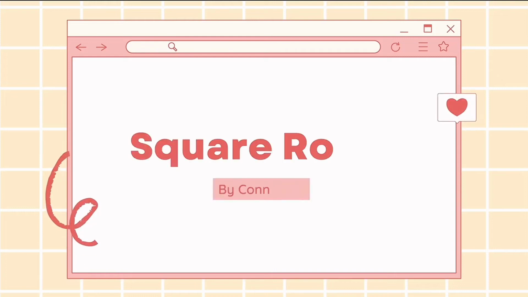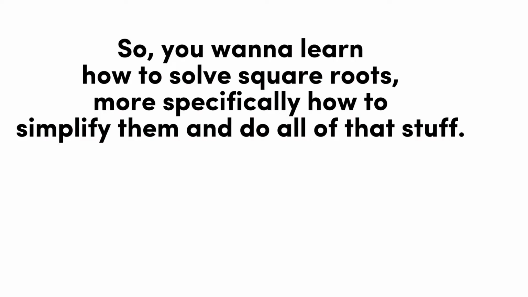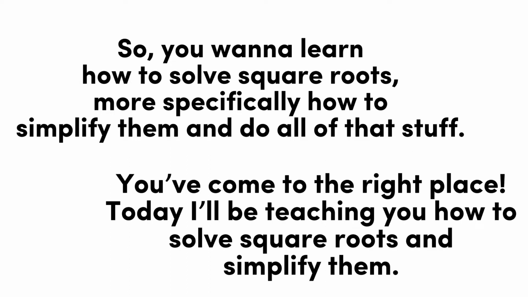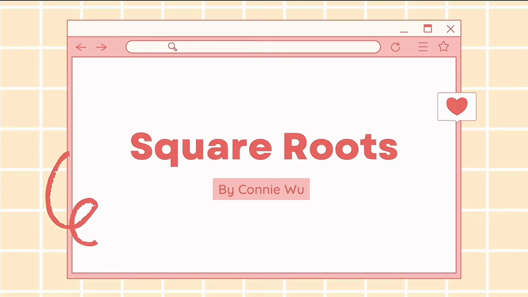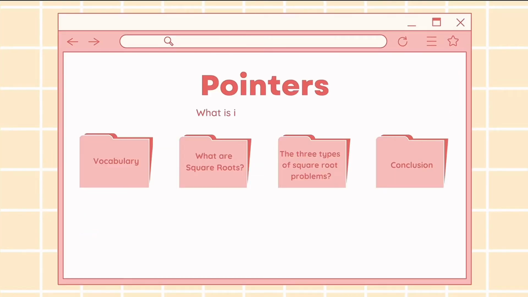Square Roots by Connie. So, you want to learn how to solve square roots, more specifically how to simplify them and do all of that stuff. You've come to the right place. Today I'll be teaching you how to solve square roots and simplify them. Hello, my name is Connie Wu, and in this video I'll be teaching you how to solve square roots.